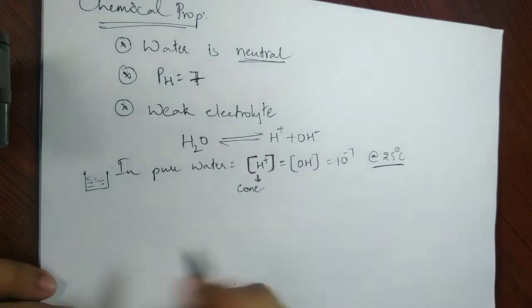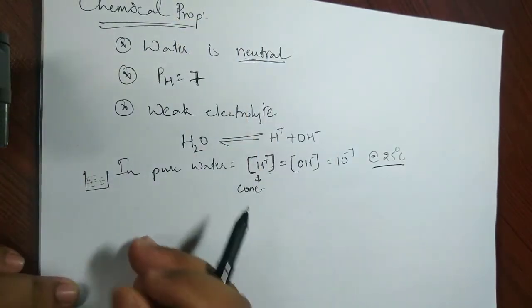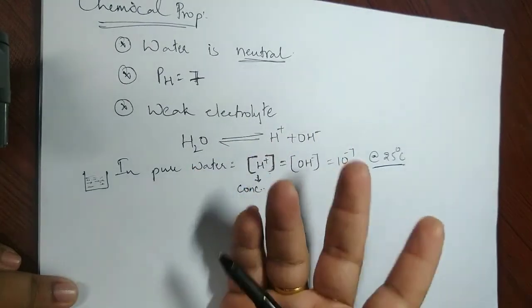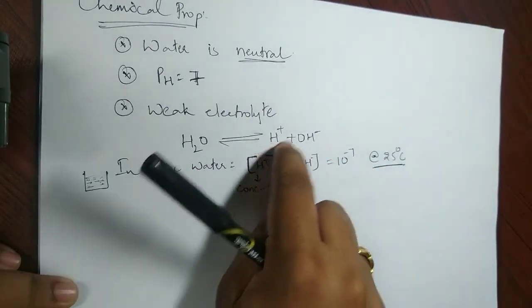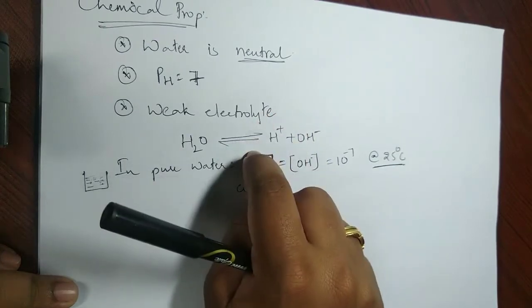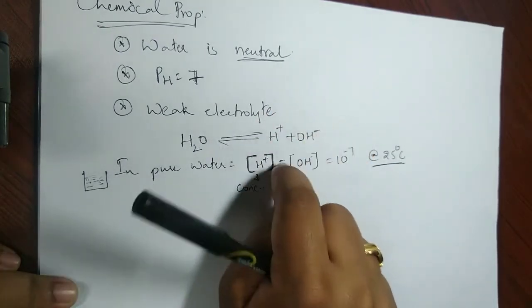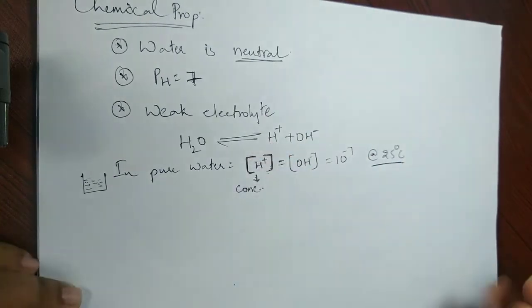Alright, so in terms of its nature, acidic or basic, it can actually behave as both acid as well as base, because it is liberating H plus ions and it is also liberating OH minus ions. So it can behave as an acid as well as a base. That's the beauty of water.